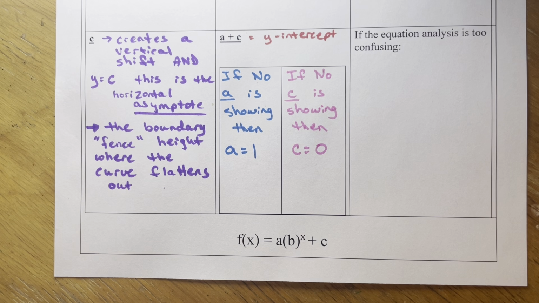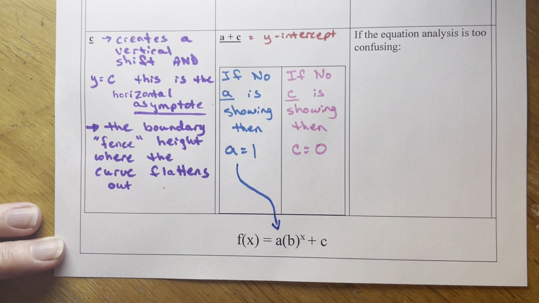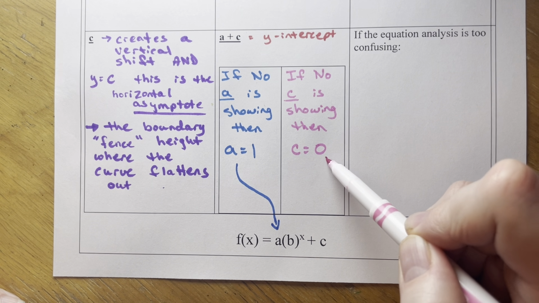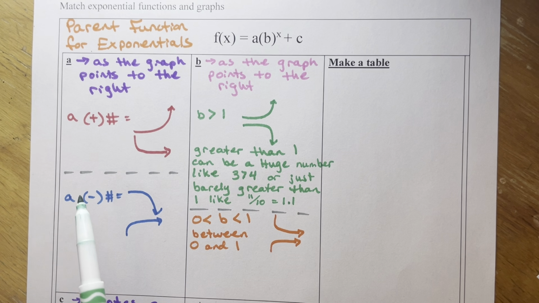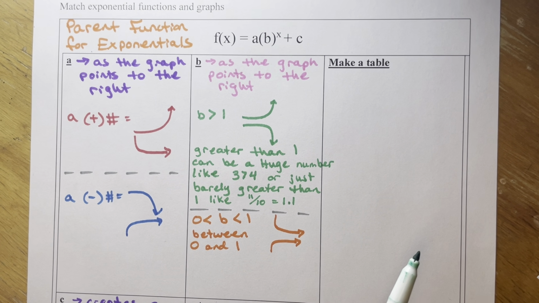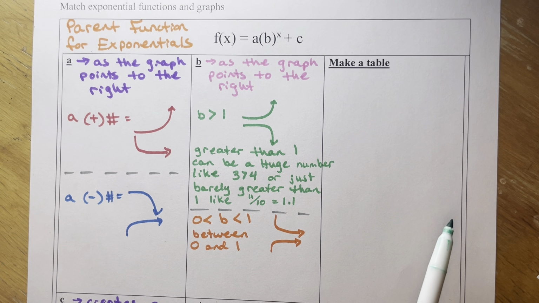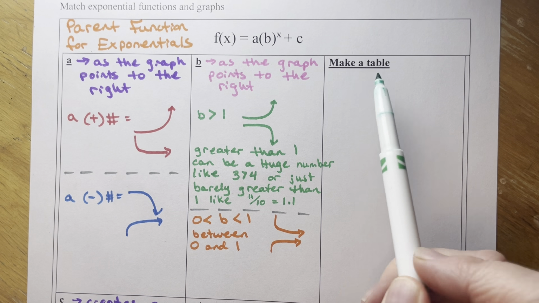So we can look very quickly at our parent function. Our a value happens right here in front of the parentheses at the very beginning of our equation, and our c value, if it exists, happens at the very end, where it is either added or subtracted off the end of our equation. So after we have discussed what a, b, and c are and how they affect our graph, it is really a great idea to make a very tiny table just to help verify the points that you need.